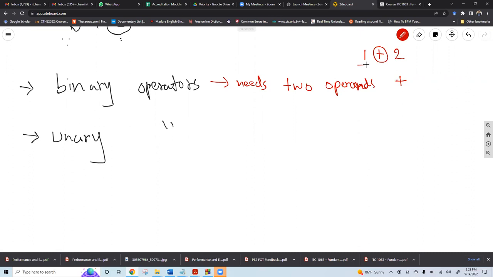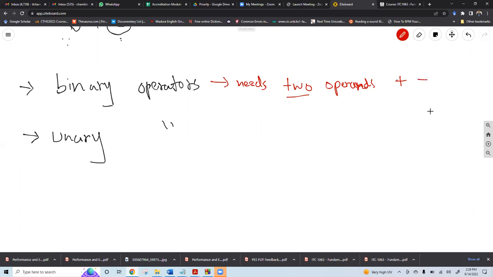To add, there should be two of them. With one operand, we cannot do the addition operation, right? It is like making a baby: there should be a man and a woman. Now there are some other medical treatments and medical ways of doing that, but generally there should be a man and a woman. Likewise, there should be two operands, right?